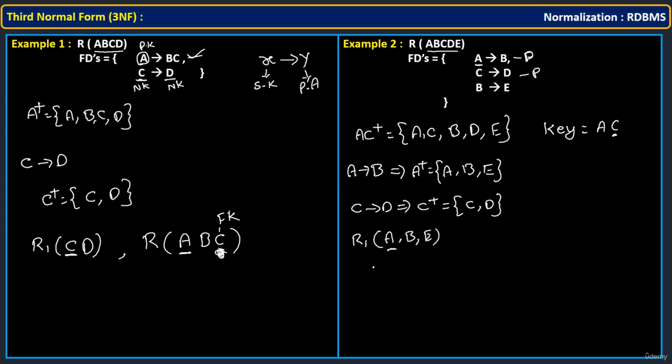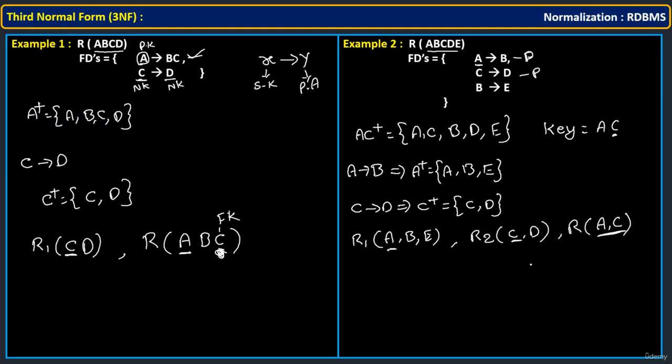Now relation R1 is going to become ABE, and A is the primary key. Take R2 as CD only, and this is the primary key. Now the original relation is what? Of course, AC will be there. Then B is covered here, D is covered here, E is covered here. So these two only remain, and those two are the primary key. All attributes are primary key attributes.